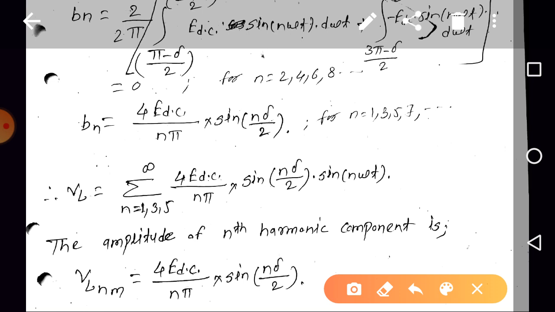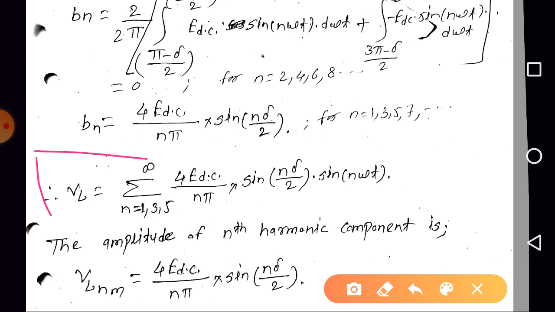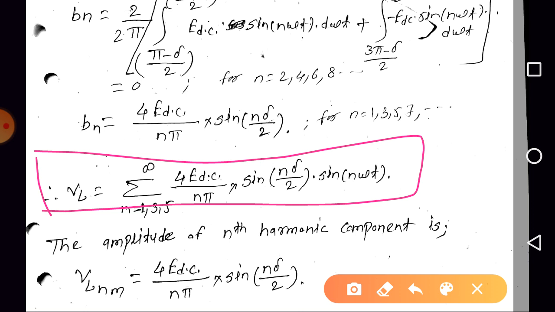So from this, can we say that Bn is also 0 for n = 2, 4, 6, 8 up to infinity? Can we say that the modulated load voltage waveform consists of only odd harmonics, and the expression of VL is the final expression of the Fourier series: summation of n = 1, 3, 5 up to infinity of 4E_DC/(nπ) into sin(nδ/2) into sin(nωt). Are you getting the point? This term is Bn into sin(nωt).